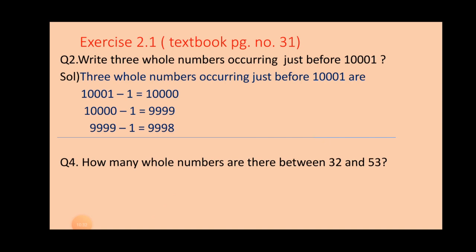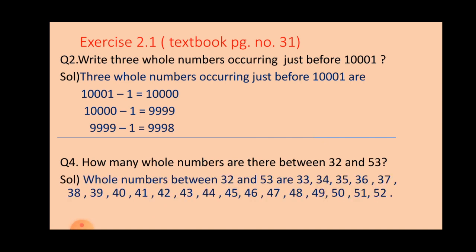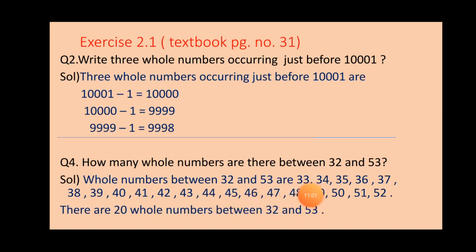Now here comes question number 4, that we need to tell how many whole numbers are there between this number 32 and 53. So children, you need to list all the numbers that appear between these two given numbers, and remember that when we talk about between, we don't have to consider the numbers given in the question while listing. Okay, so we have listed all the numbers and we did not include 32 and 53, and when you count all these numbers that are present between these two numbers, they are 20 numbers. So we'll write there are 20 whole numbers between the two given numbers.